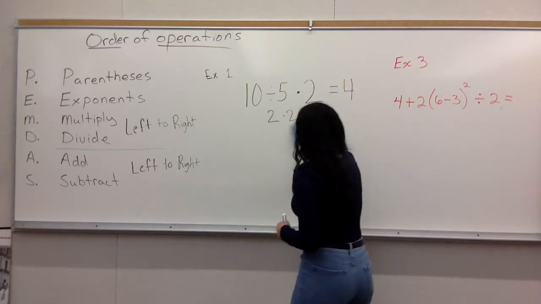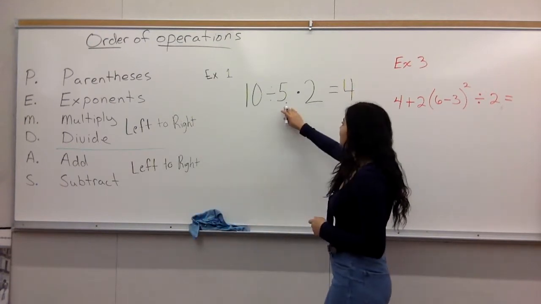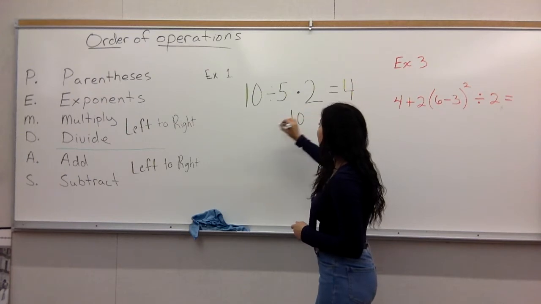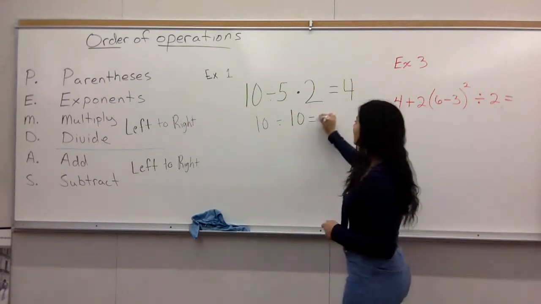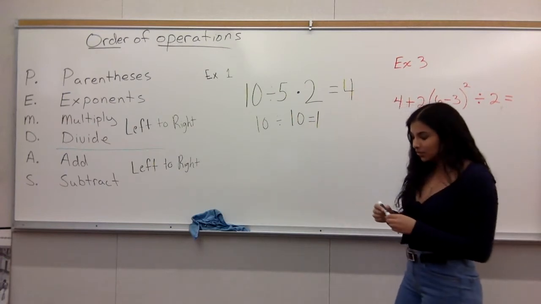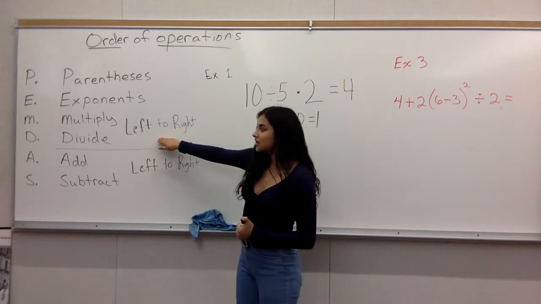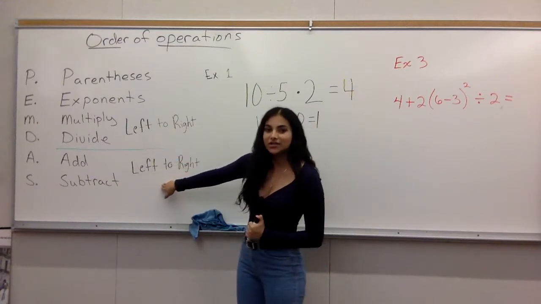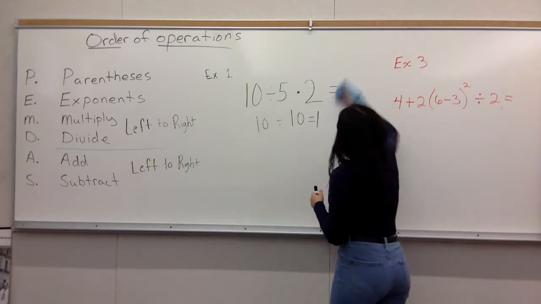But if you do it the wrong way, if you don't go from left to right, then you do 5 times 2, and that gives you 10. And you bring down the 10 and the division sign. And 10 divided by 10 is 1. It's not the right answer. So you always want to go from left to right. And remember that multiplication and division go before addition and subtraction. But you still have to go from left to right on both of them.